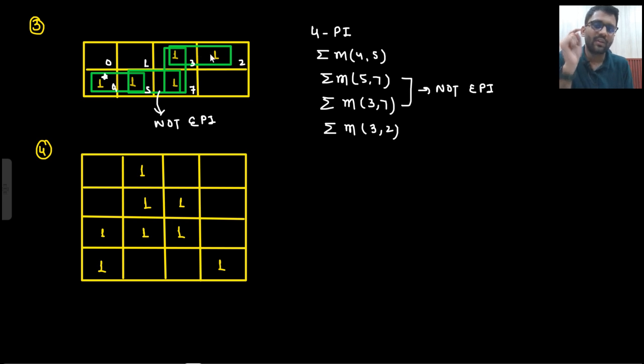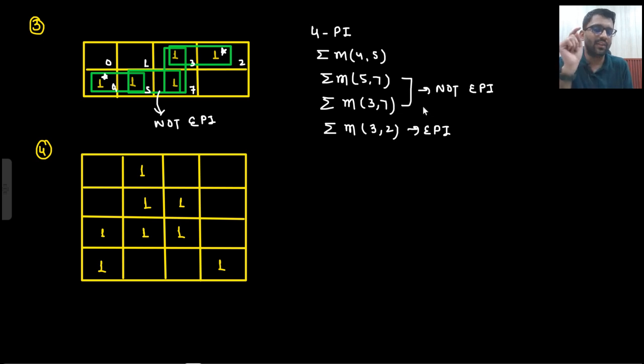Now I will go to this group. I will ask this one, bro, do you have any other option? 3 will say, I have another option, that is 7. But 1 does not have any other option. This 2 has only one friend, that is this 3. So this is an essential prime implicant. So this friendship is important.